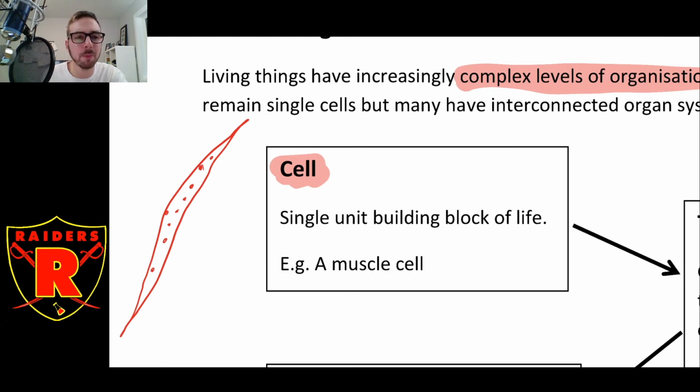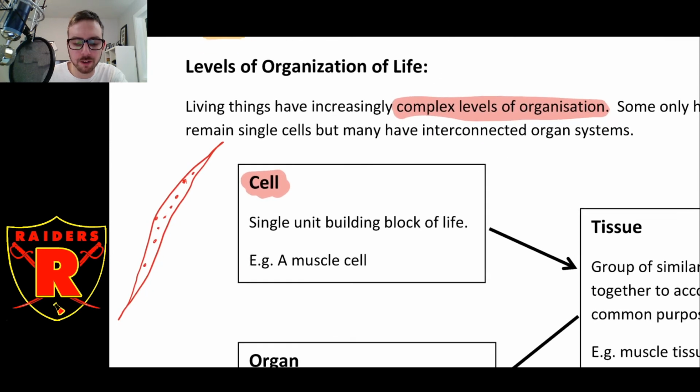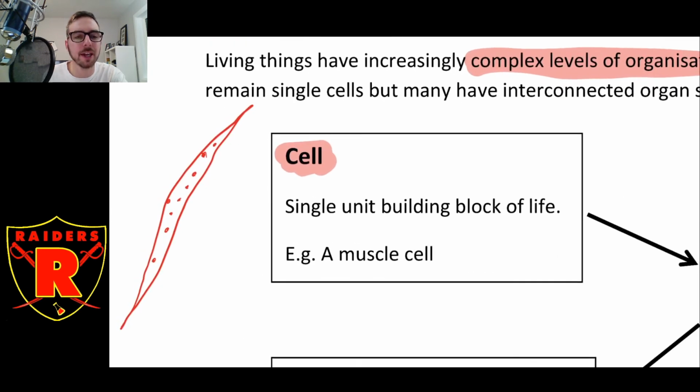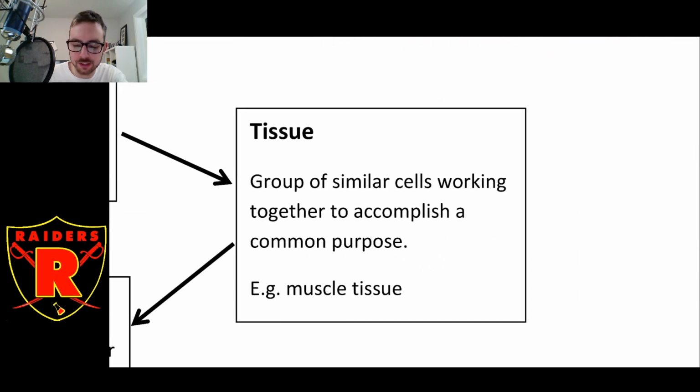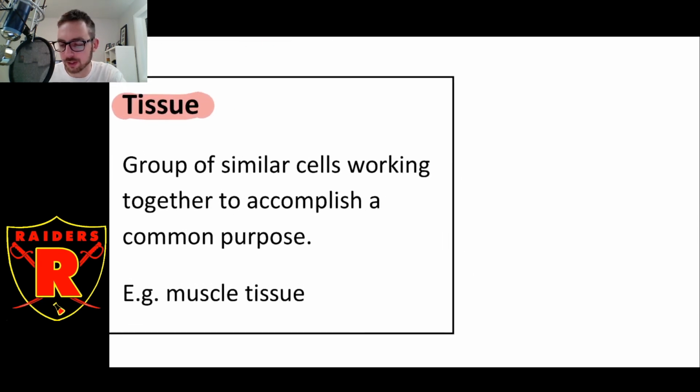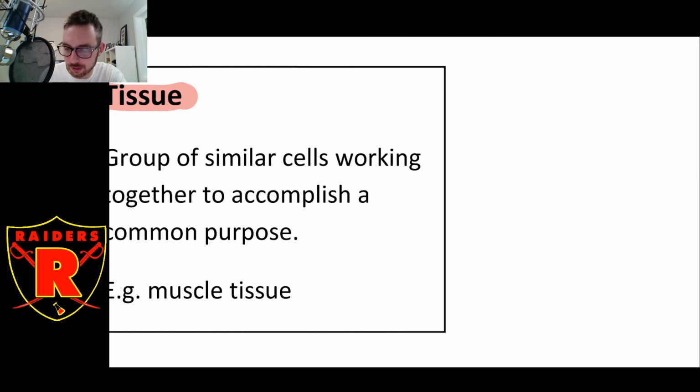But in multicellular organisms, often you have a number of cells that are going to come together and do a specific job. So animals have a tissue that is made out of muscle cells, and that's called muscle tissue. Okay? Tissues are groups of cells working together to accomplish a common purpose. In the case of muscle cells, their purpose is to contract.